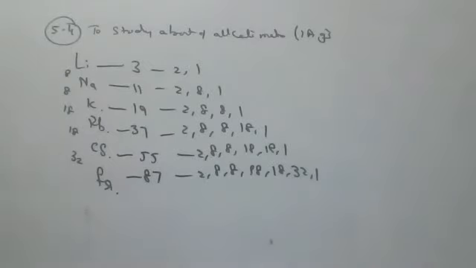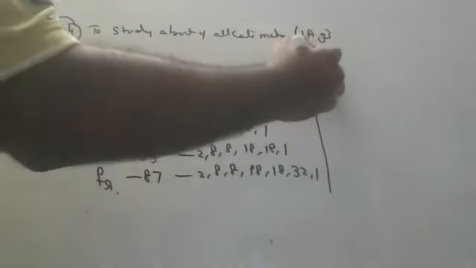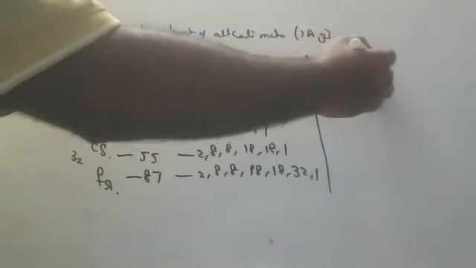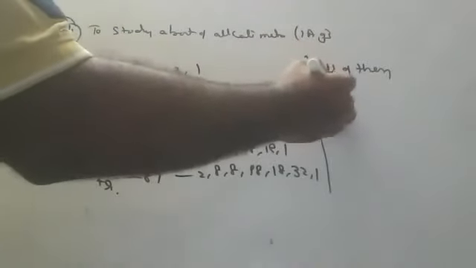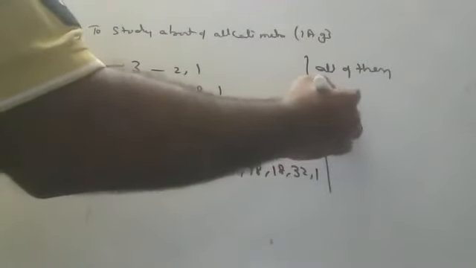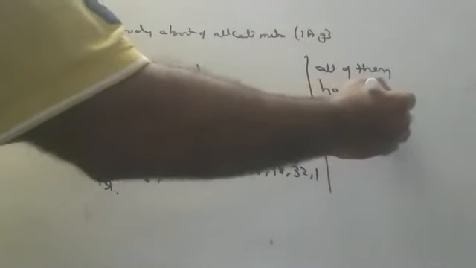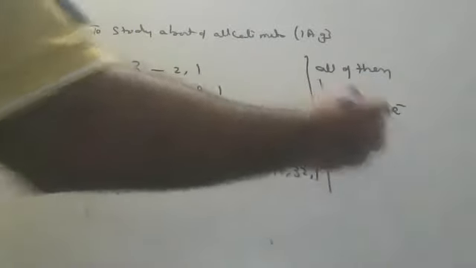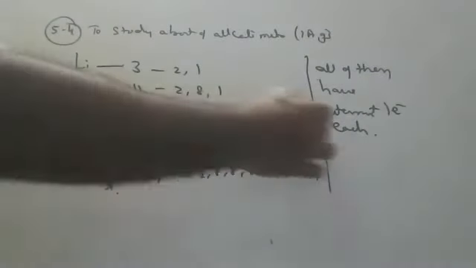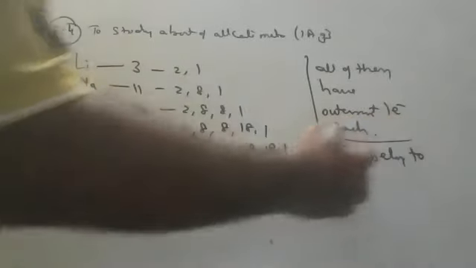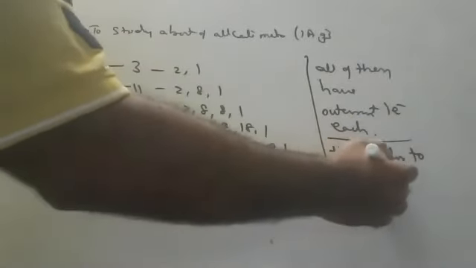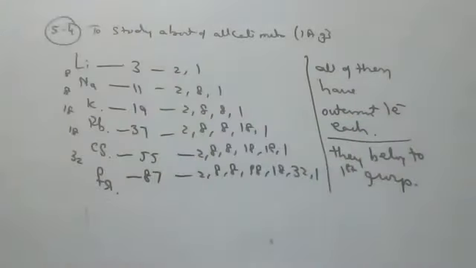Okay, children. What is the similarity that is being asked? Please write down: all of them have one outermost electron each. Because they have one electron, they belong to the first group. All of them have one electron, so they belong to the first group.